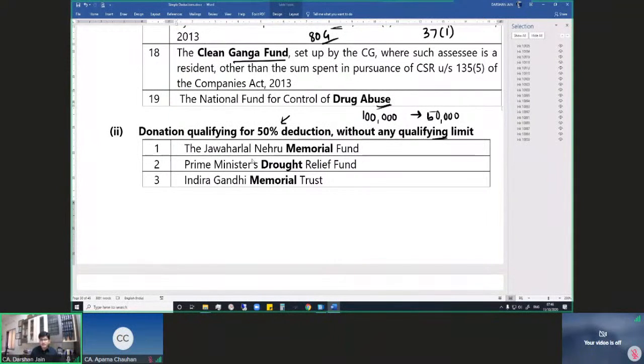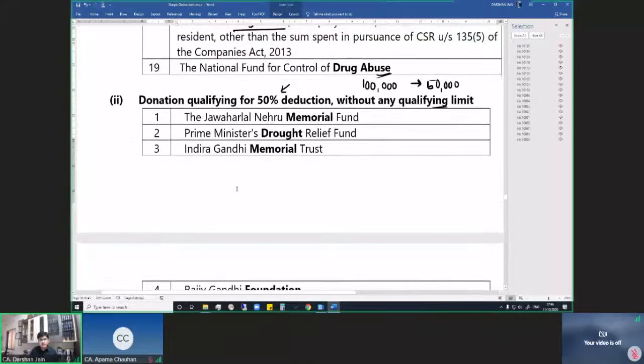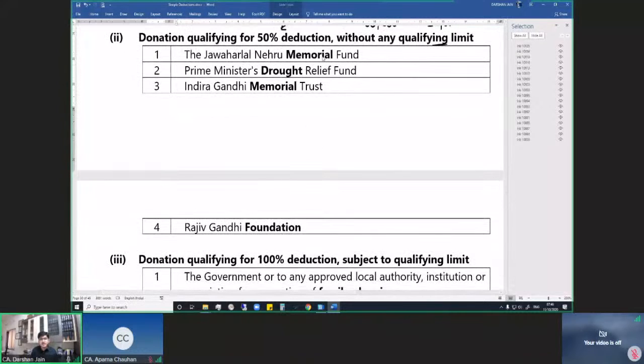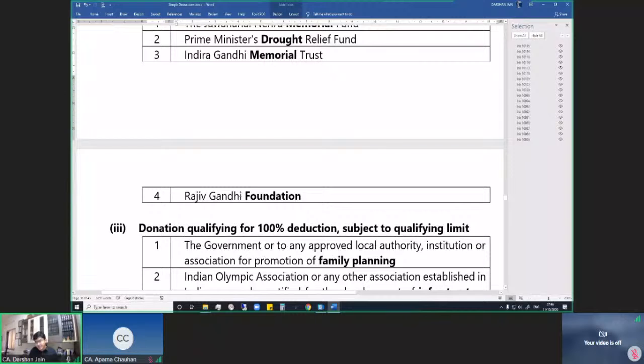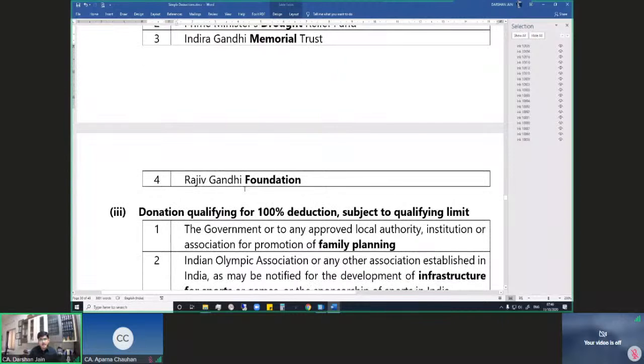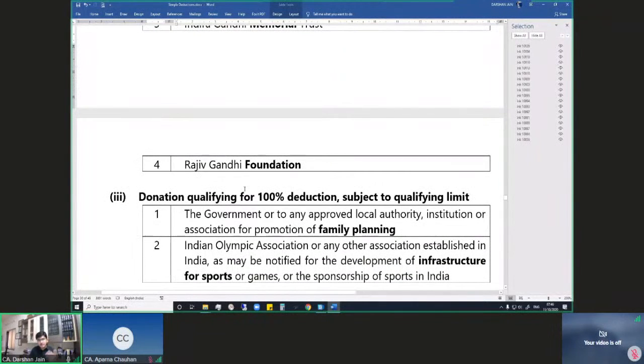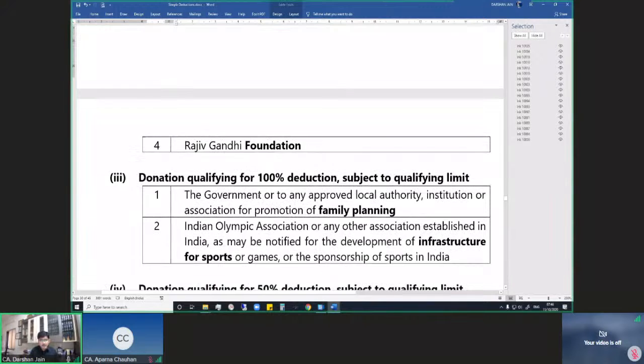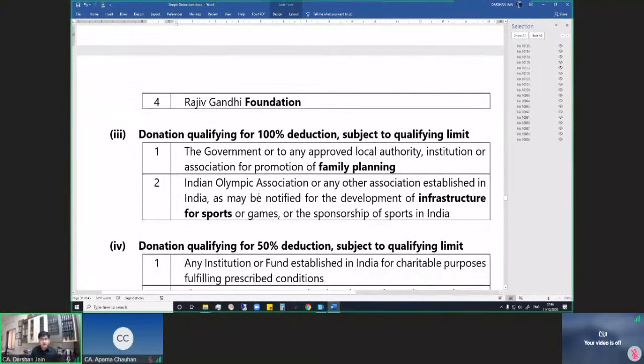So there are only 4 of these funds or trusts wherein you could make the contribution and claim 50% as deduction. It is the Jawaharlal Nehru Memorial Fund, the Prime Minister's Drought Relief Fund, Indira Gandhi Memorial Trust, and Rajiv Gandhi Foundation. I would not wonder if the list goes down from 4 to 1 in a few days' time, or in a few years' time.